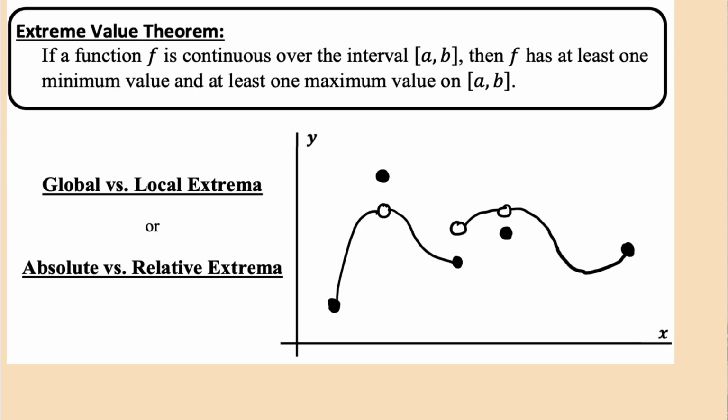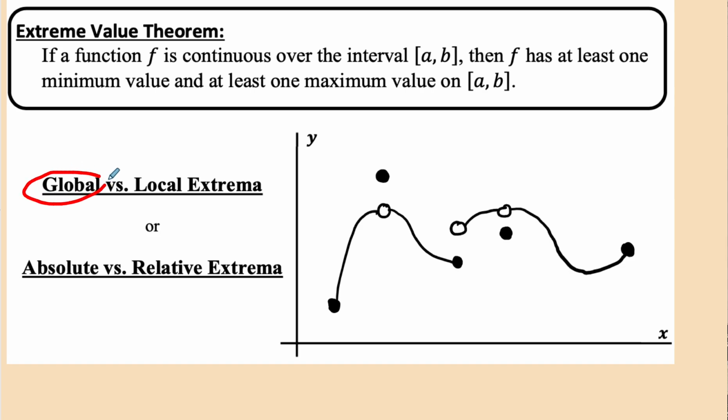The extreme value theorem says this: if a function f is continuous over the closed interval a to b, then f has at least one minimum value and at least one maximum value on the closed interval. Now this picture is not continuous, but we can still talk about these words.